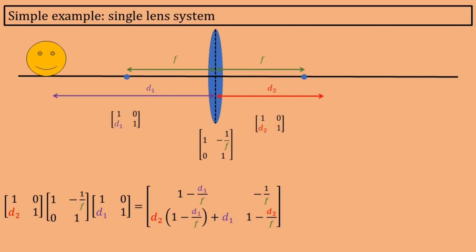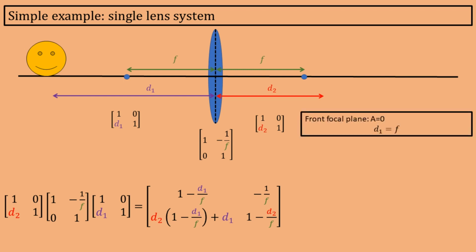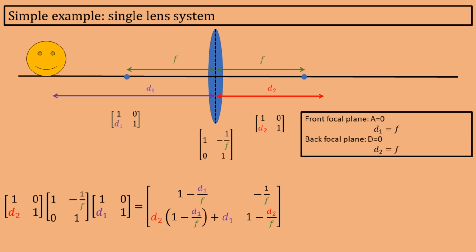So now let's see whether we can find the front focal plane. To do this, we set A equal to 0, which gives d1 equal to f, which is indeed the front focal plane. For the back focal plane, we set D equal to 0, which gives d2 equal to f, which is also true. It must be said though that other sources may use a different sign convention. They might say that the front focal plane lies at minus f and the back focal plane at f.